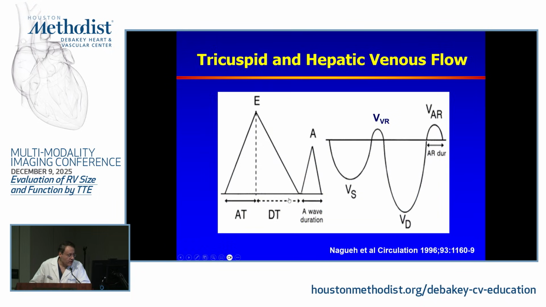We get tricuspid inflow, and our lab has that in our routine acquisition protocol. We also get hepatic vein flows, and we want to get multiple cycles because flows on the right side vary with respiration.